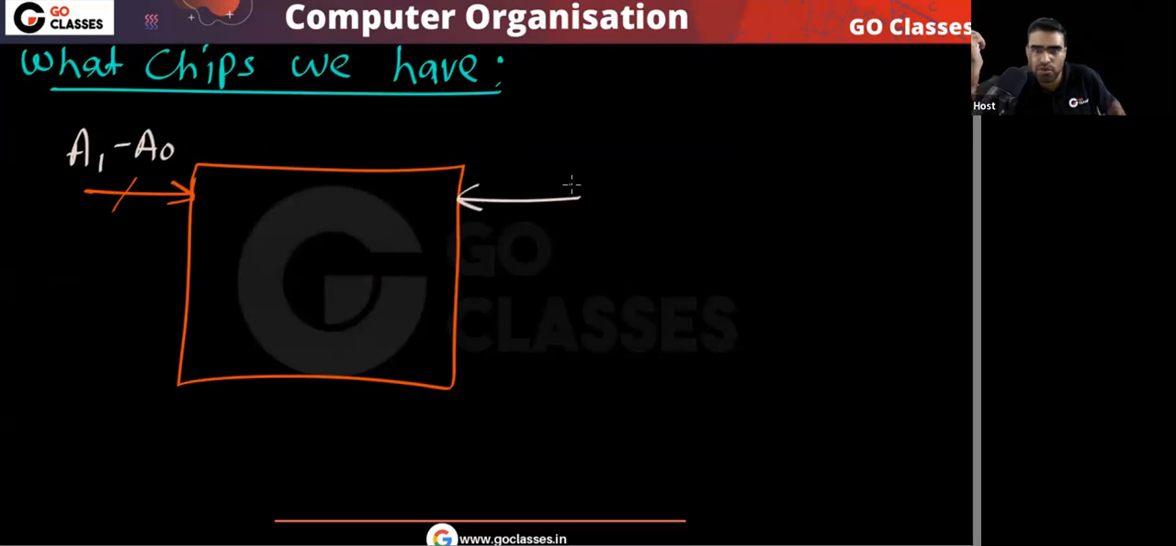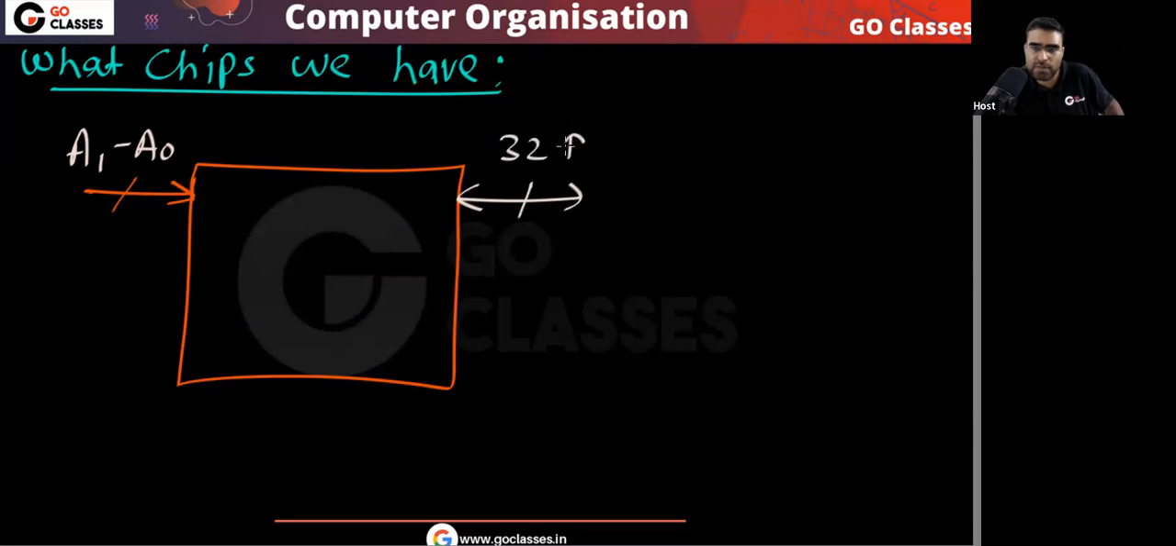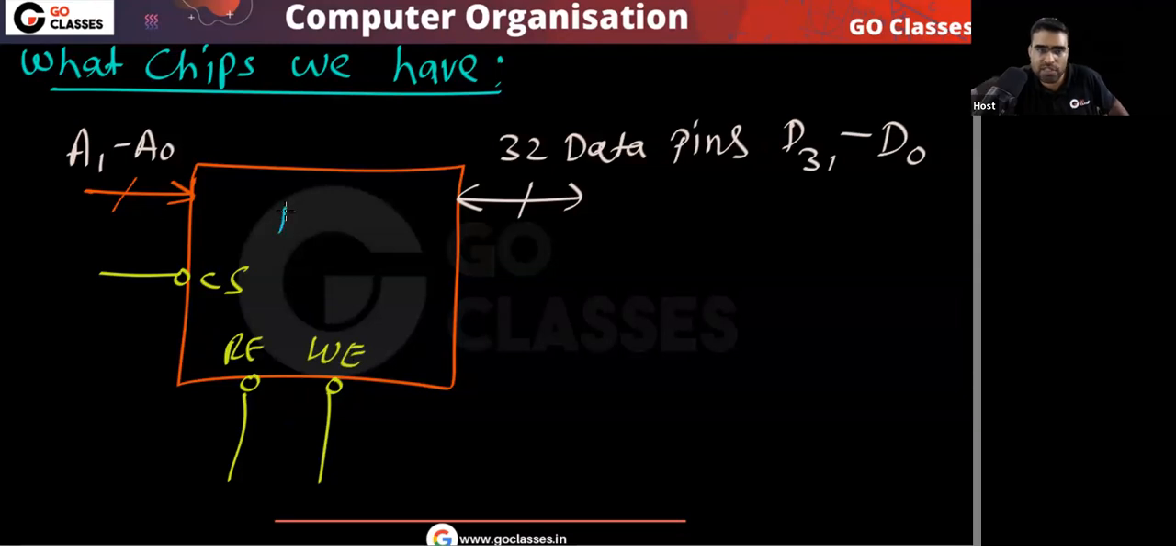Similarly, how many data pins do you have? 32 data pins, D31 to D0. These are the 32 data pins. What else do you have? There is a chip select, and there is a write enable and read enable. So this is the chip that you have. Is this clear? These are the RAM chips that we have.